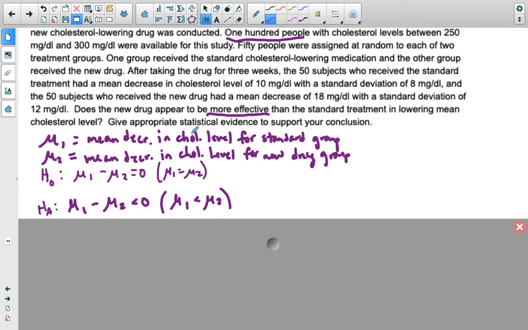You would want a better drug to decrease the cholesterol level by a higher average. So those are our hypotheses.